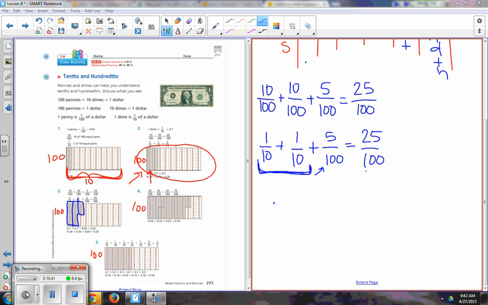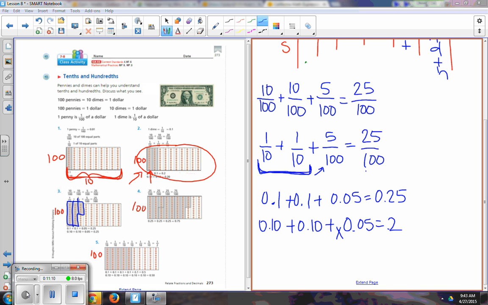So here you see 0.1 plus 0.1. It's actually 1/10 plus 1/10 plus 5/100ths equals 25/100ths. So hopefully you're starting to see the patterns that I'm showing you here.